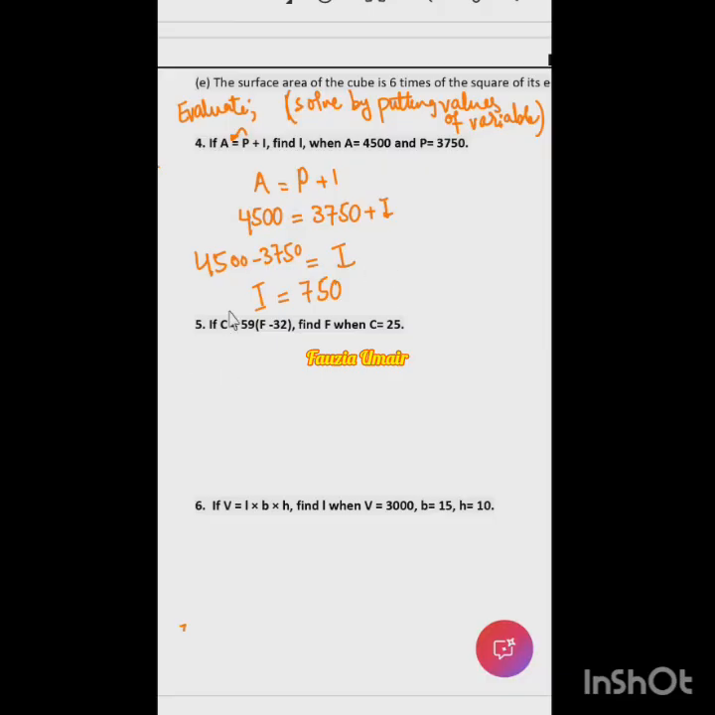So now the fifth question. If C is equal to 59 multiplied by F minus 32. So this is a formula. Can you tell me, Zainab, which formula is this? Conversion of temperature from centigrade to Fahrenheit. This C is centigrade, Celsius जिसे हम कहते हैं. These both are basically units of temperature. So this formula is converting temperature from centigrade या Celsius से Fahrenheit में. ठीक है? We need to find F when C is equal to 25.